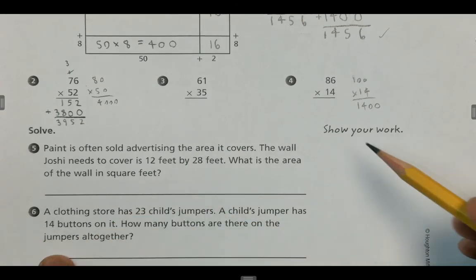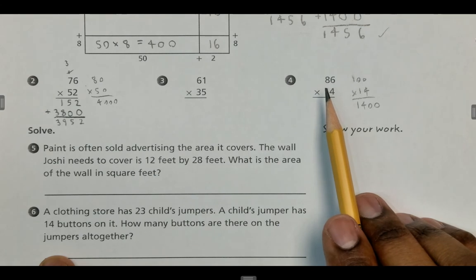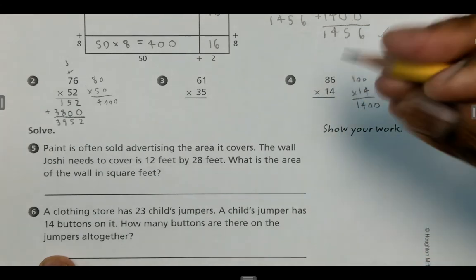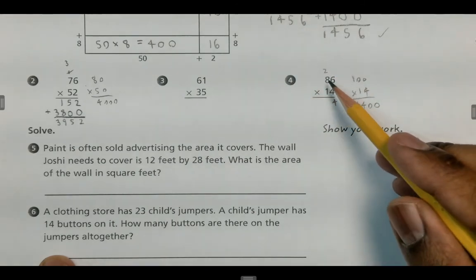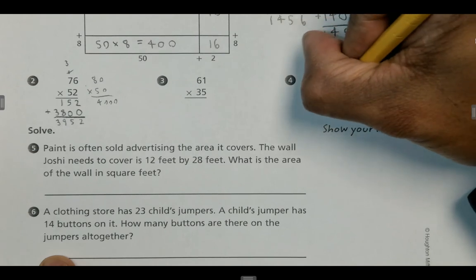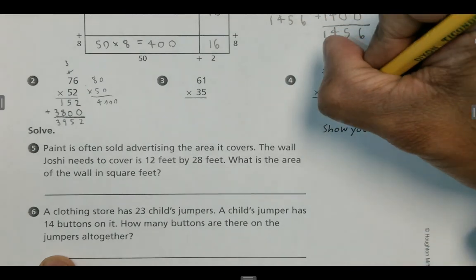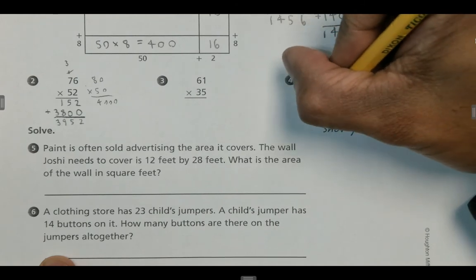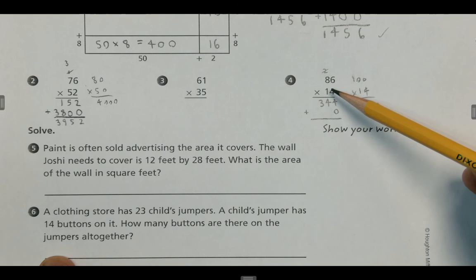And let's get to work. For the first row, I'm going to cover up my 1 and do 86 times 4. 4 times 6 is 24. Carry the 2. 4 times 8 is 32 plus the 2. 34. I'm going to cross out what I carried. I'm going to add my 0 placeholder. And my second row is going to be 86 multiplied by 1.